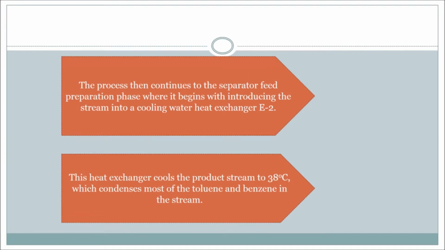The process then continues to the separator feed preparation phase, where it begins with introducing the stream into a cooling water heat exchanger E2. This heat exchanger cools the product stream to 38 degrees Celsius, which condenses most of the toluene and benzene in the stream.